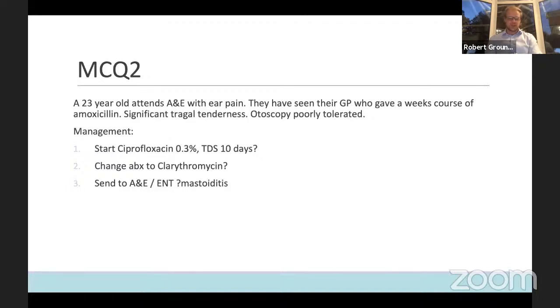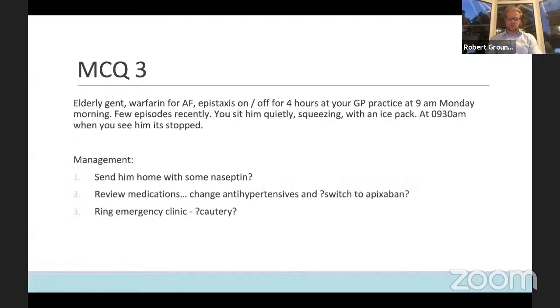You change tack and give some topical drops, change tack and give some different antibiotics. Perhaps it's resistant to amoxicillin, or again, you're going to admit via A&E with a referral to ENT to rule out something more nasty. Yeah, I'll just give you another 10 seconds, just have a think. Great. So almost there, halfway through.